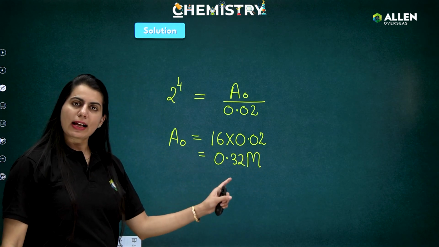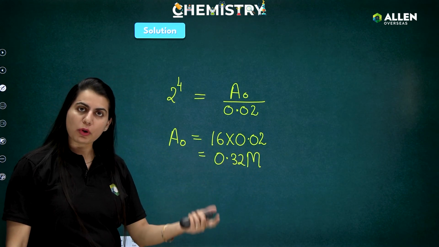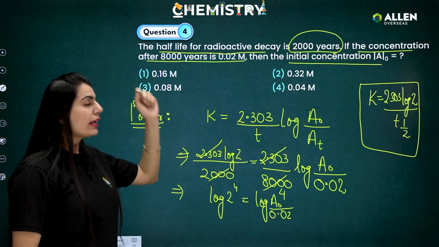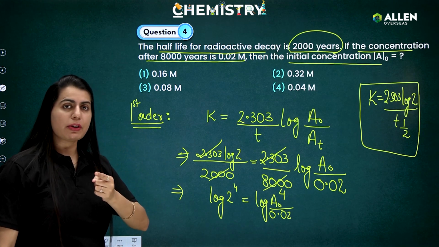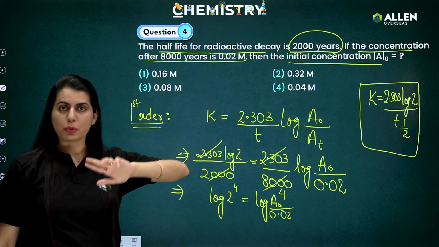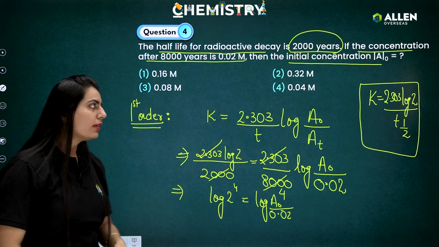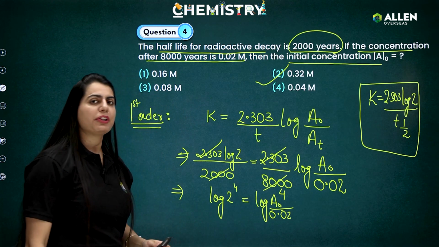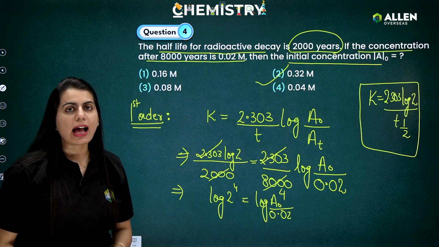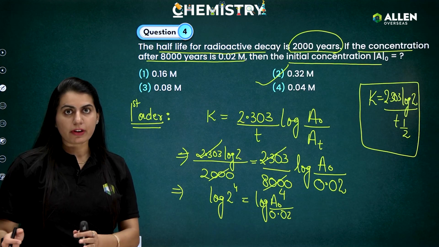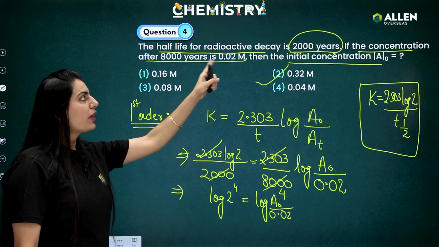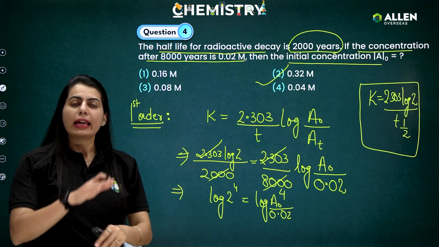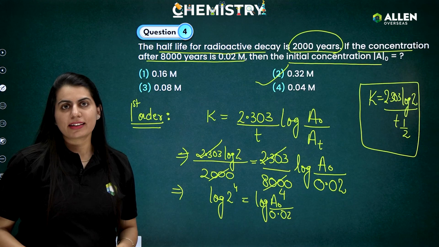Okay, so my initial concentration is 0.32 molar, and before radioactive decay, it was 0.32 molar, and after radioactive decay, it has become 0.02 molar. So this is a question about first order, and the answer for this particular question will be second option, which is 0.32 molar. So initially my concentration was high. After decay, which is following a first order mechanism, it becomes 0.02 molar. So that was your question from chemical kinetics, and first order is an important concept from chemical kinetics.